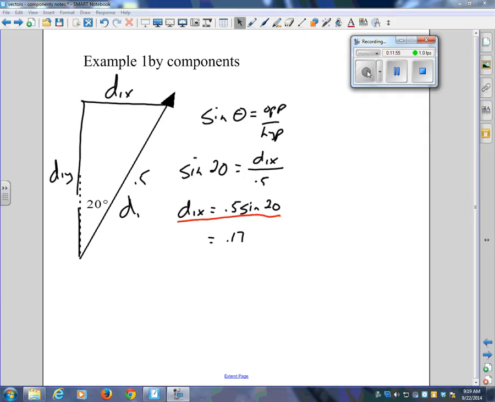Now, I strongly recommend you do the y component right beside it. It doesn't matter whether you do x or y first. If you choose to do x first, do all the x's first. If you choose to do y first, do all the y's first. It doesn't really matter, but it's nice to have them in order.